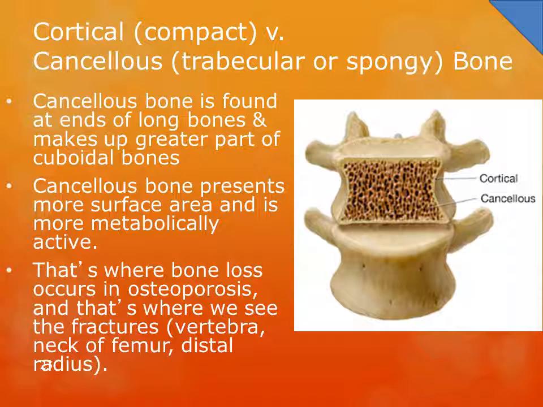I also just want to remind you that we have cortical bone that's compact, and we have this cancellous or trabecular or spongy bone in the center. It's found at the ends of long bones and the greater part of cuboidal bones. It's a lot of surface area in that cancellous spongy bone, so we know that that's the most metabolically active part. And that's where bone loss occurs in osteoporosis, and these are especially areas that are vulnerable to osteoporotic fracture. So we see them in the vertebrae, in the femoral neck, and in the distal radius more than anywhere else.